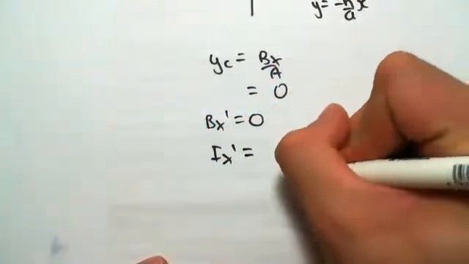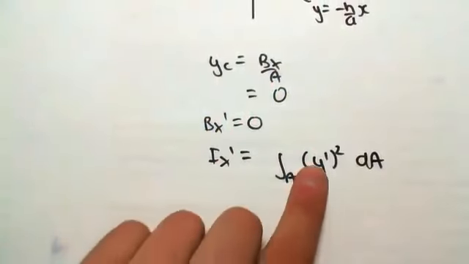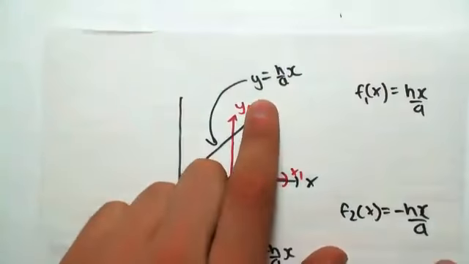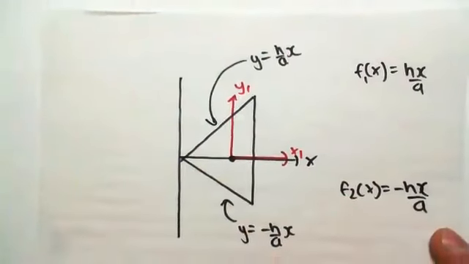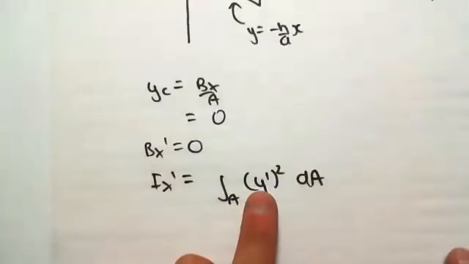Ix dash is the integral over a of y dash squared dA. So we need to come up with a formula now for y dash. From the previous videos, we have a formula for y, so f1 of x and f2 of x. We need to come up with a similar formula for y dash now.